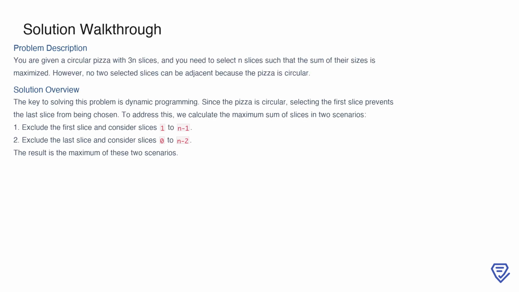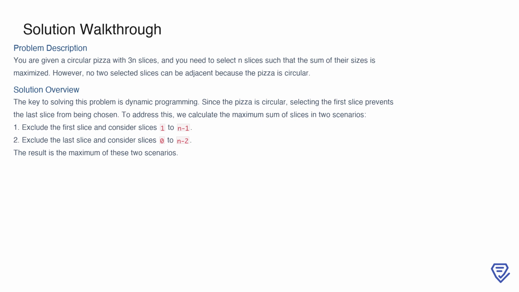In this problem, we are tasked with selecting slices from a circular pizza with 3n slices in such a way that the sum of the selected slice sizes is maximized. However, the circular nature of the pizza imposes a restriction: no two selected slices can be adjacent. This makes the problem more complex than a standard selection problem.